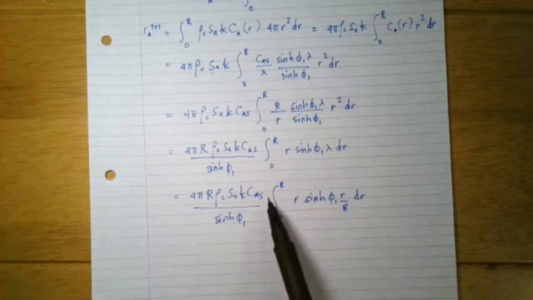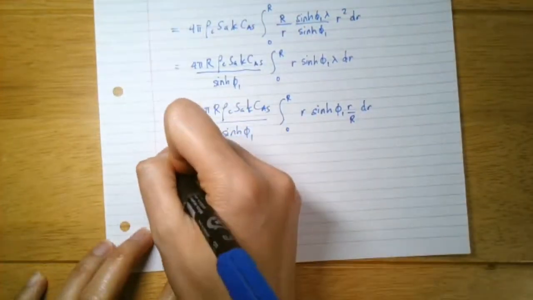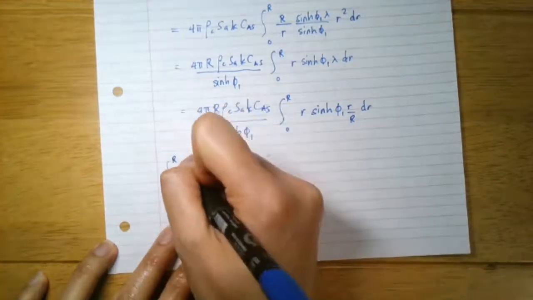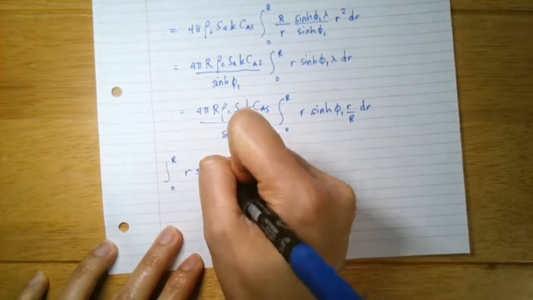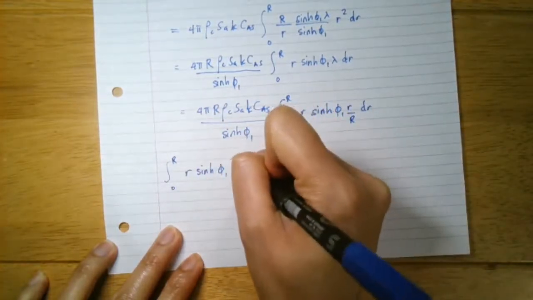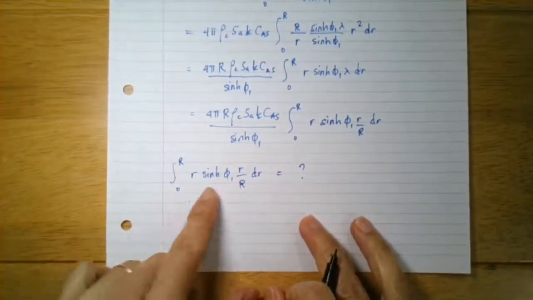Do you still remember how to solve this integral? So we have the integral from 0 to R of r sinh(φ1 r/R) over R dr. So what's the integral of this? How do you evaluate this?